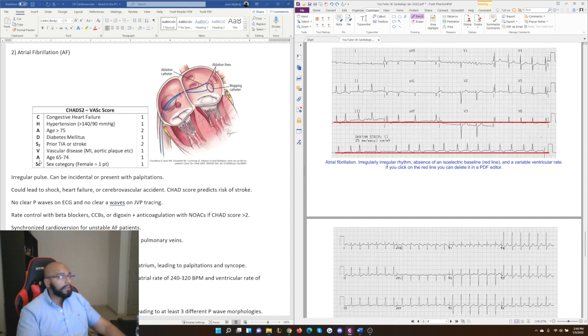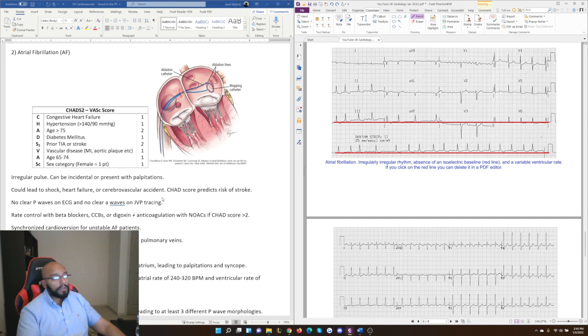If you look at the CHA2DS2-VASc score, congestive heart failure, if the patient has it, you give them 1 point. Hypertension, age more than 75 or age 65 to 74. Okay, the A's stand for the same thing. You don't give all the points. So you either give 2 points if they're over 75, or you give 1 point if they're between 65 and 74. If they're under 65, you don't add any points. Diabetes, prior TIA or stroke, any vascular diseases, and if they're female, you add a point also.